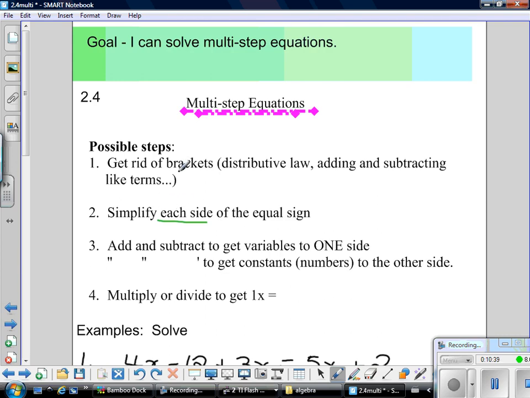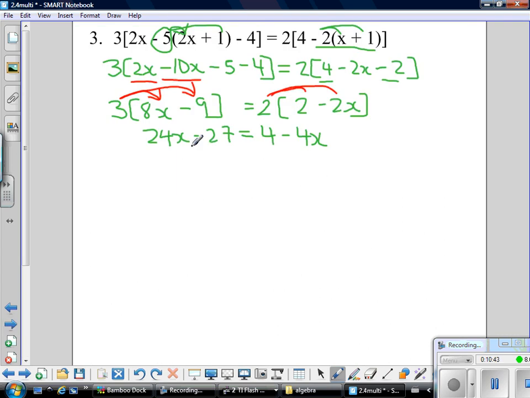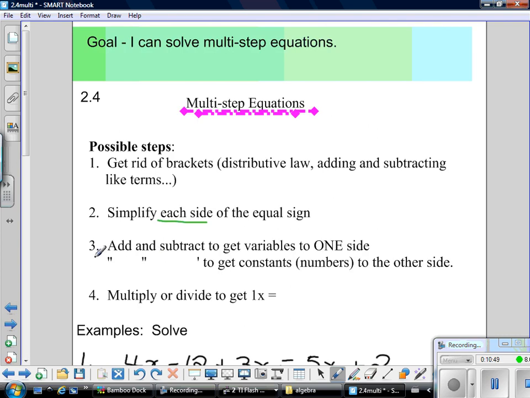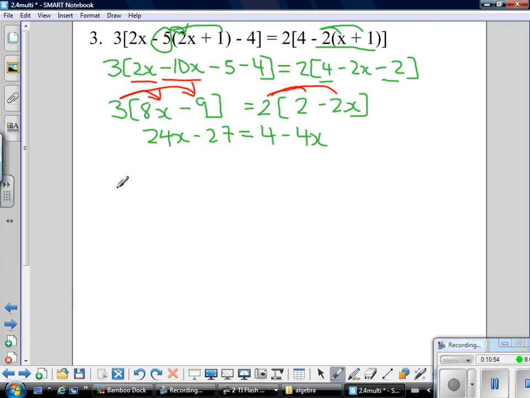It took us quite a few steps. Simplify each side. Well, there's nothing that belongs together here, nothing that belongs together here. So the next step says add and subtract to get variables to one side. So I have 24x's here and a negative 4x on this side. So I'm going to move all my variables to the left side. So I'm going to add 4x to both sides.